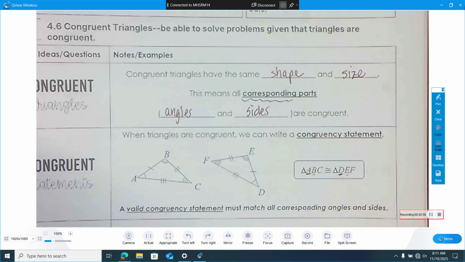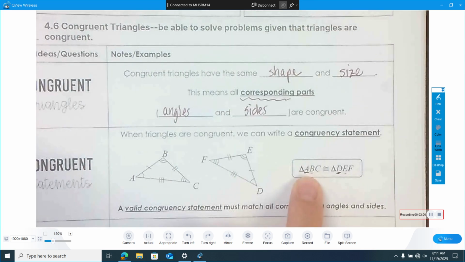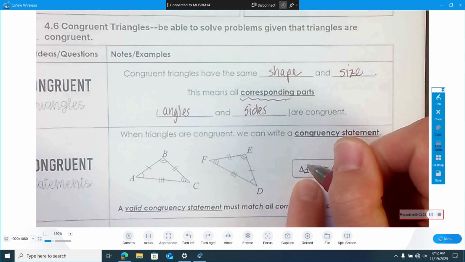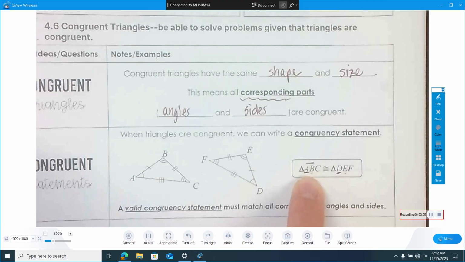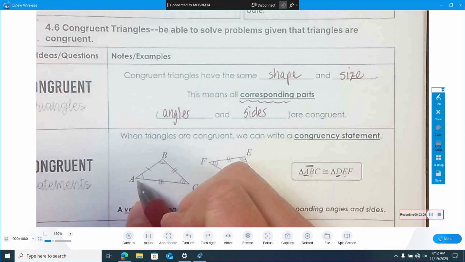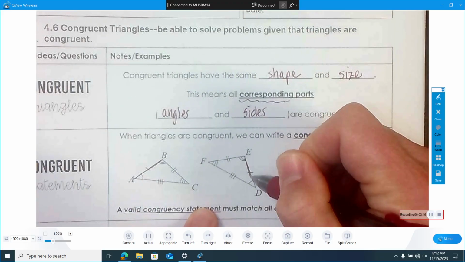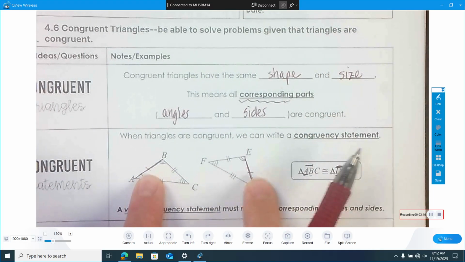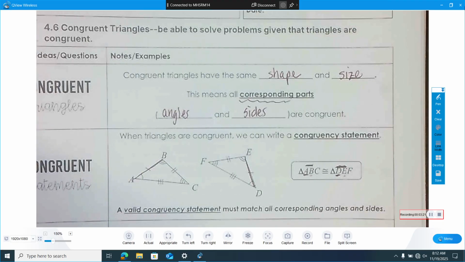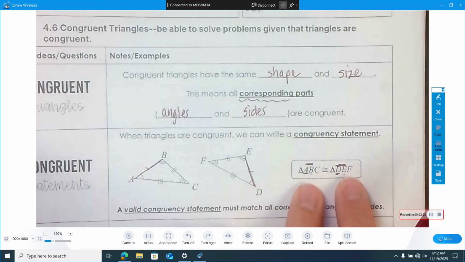But embedded within that are also sides. So for instance, if I just take A and B, that would be segment AB. Here's segment AB. And it's going to match up with segment DE. So if I just take the two letters, there's DE, and you can see they both have the same tick mark. So looking at pairs of letters also gives us the sides that match up. So how this statement is written gives us a ton of information.